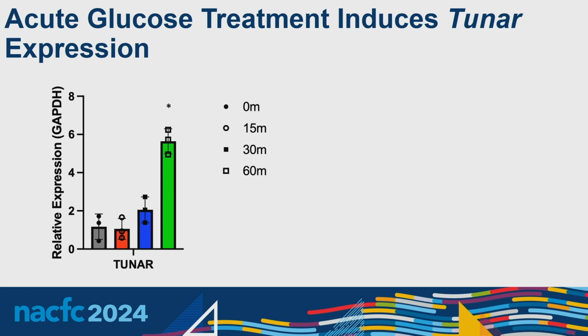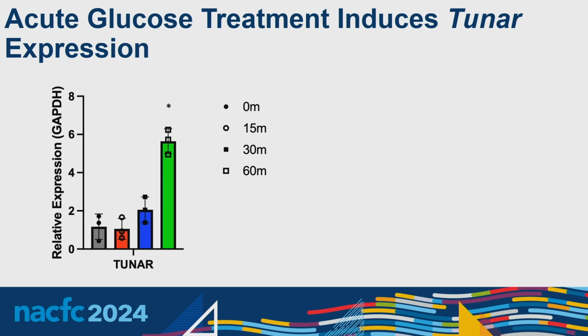Here I'm showing the one that I am most confident in, and we are investigating a few others, but we found a pretty strong correlation between an acute glucose challenge and an increase in this BNLN expression, or TUNAR expression, excuse me. So as quickly as 1 hour after a high glucose challenge or a stimulatory level of glucose, we see a significant increase in TUNAR, that trend beginning as early as 30 minutes after exposure to that challenge.